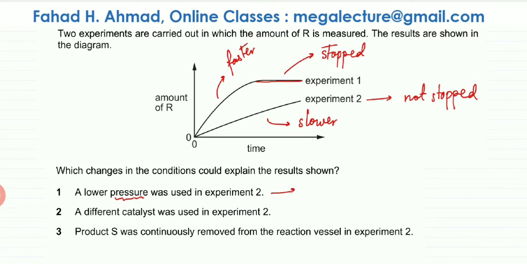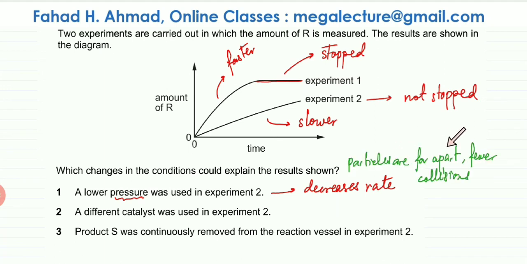And lowering the pressure decreases the rate. So that makes perfect sense. Lowering pressure means your particles are far apart, which leads to fewer collisions. So, in my opinion, one makes perfect sense. The second one is that a different catalyst was used in experiment 2. That is also a possibility, because if a different catalyst is used, that catalyst might not function properly, and that would lead to a slower reaction. So that is also a possibility.